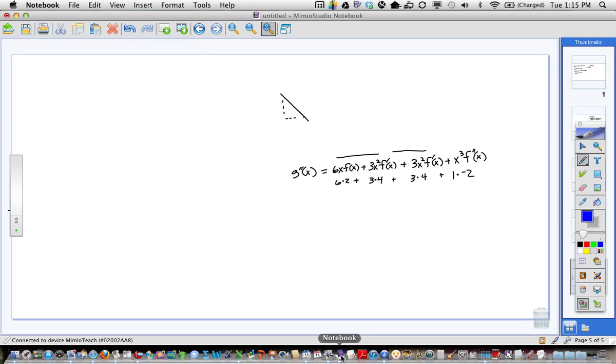Okay? The rest of them were pretty straightforward. So 12 plus 12 plus 12 is 36 minus 2. This would be about 34. The g double prime of 1 is about 34. But again, we're using the product rule. But then this idea of function notation is very important about plugging in a value.